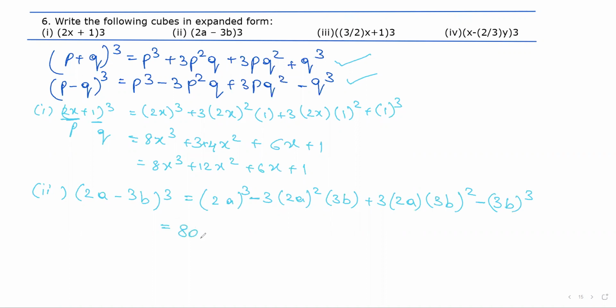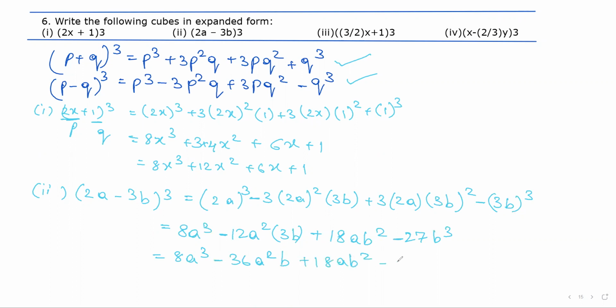This is equals to 8a cube minus 3 into 4 is 12a square into 3b plus 3 2s are 6, 6 3s are 18, ab square. Sorry about the brain freeze there. 8a cube minus 36a square b plus 18ab square minus 27b cube. Next.